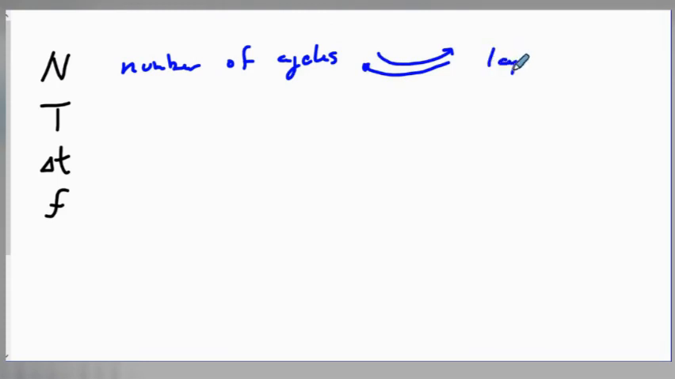Let's begin by looking at some of the things that we can measure with my pendulum or my oscillating spring. First of all, N is the number of cycles. So when the pendulum goes over and then comes back, that's one cycle. T is known as the period, so that's important to know. The period T is the time it took divided by the number of cycles.